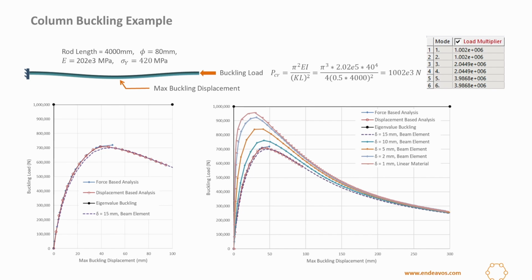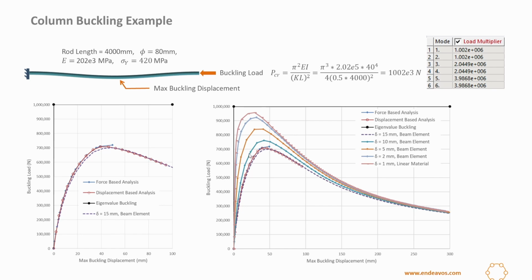So if you recall, we had 15 millimeter of bowing of the rod from the axis. So I'm going to reduce it to 10 millimeter, 5 millimeter, 2, and then 1 millimeter. As I keep going down, I'm making the rod similar to a perfect rod. As you can see here, this was 15 millimeters, and the force based and the displacement based analysis are converging to this curve right here.